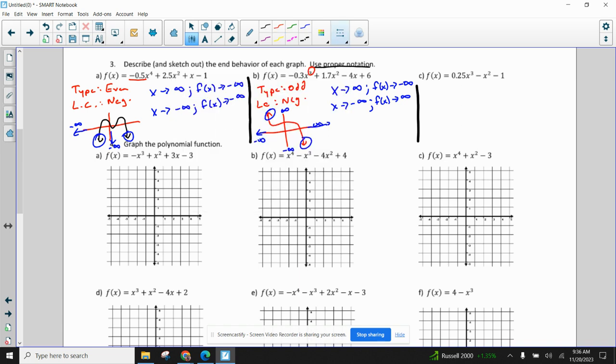One last one here. Okay, I see the degree is 3, so the type is odd. I see the leading coefficient, even though it's a decimal, the real thing I care about is that it's positive. Then I know my graph's going to be some kind of opposite direction, but heading uphill left to right.